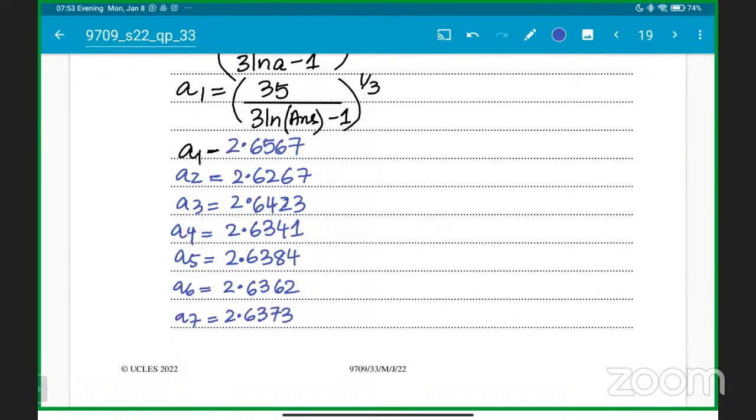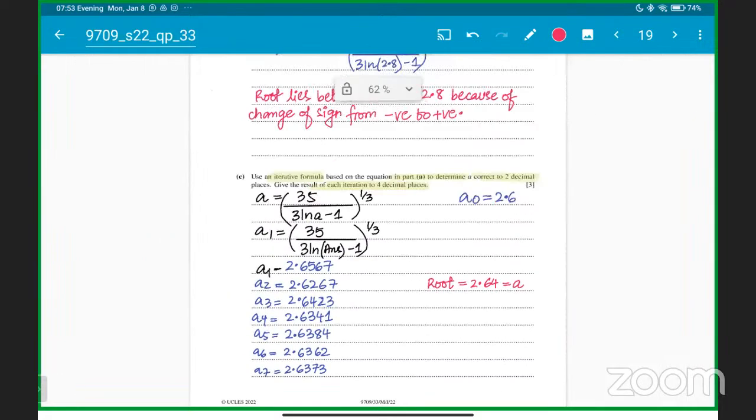This is enough. So the root will be what, students? To 2 decimal places, the root will be 2.64. That will be the value of A, with which we got the answer.